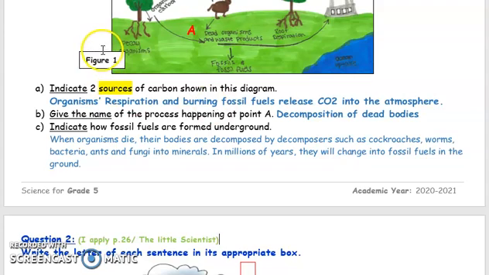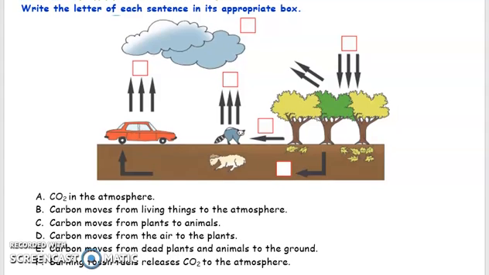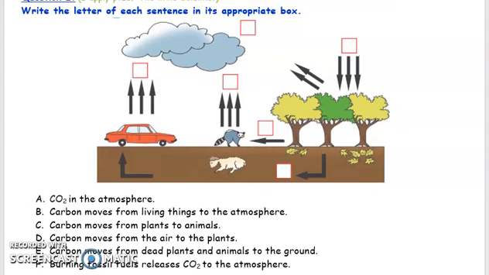Okay, I will read this. Carbon dioxide in the atmosphere. Where is the carbon dioxide in the atmosphere? It's next to the clouds, so I will put right here A, since this belongs to the first sentence.